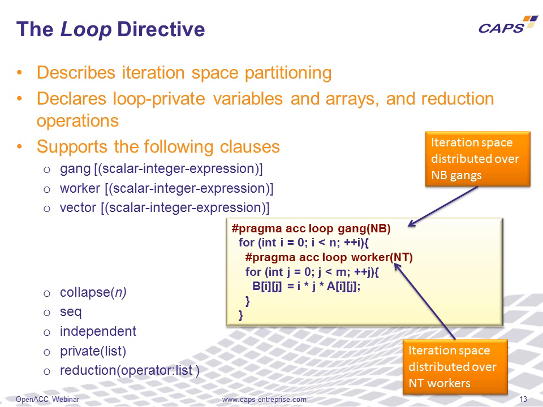The loop directive is one of the main OpenACC constructs. It applies to the immediately following loop or loop nest and asks the compiler to implement it as hardware-specific code, where the loop iteration space defines the set of independent computations to parallelize. This directive allows you to declare loop private variables and arrays and reduction operations. Loop directives must be inserted in OpenACC parallel or kernels regions.